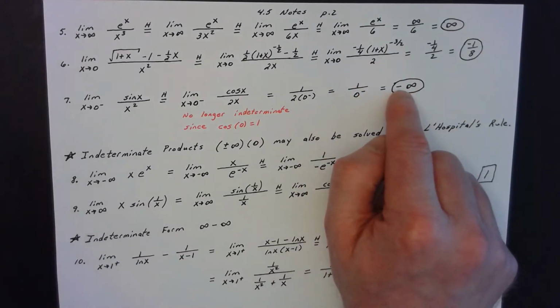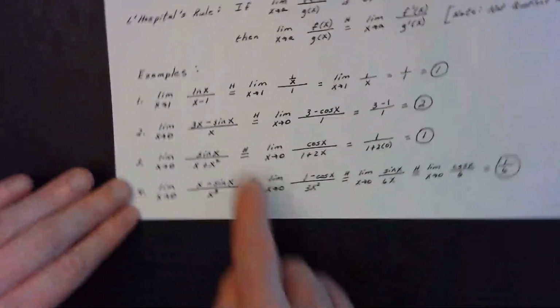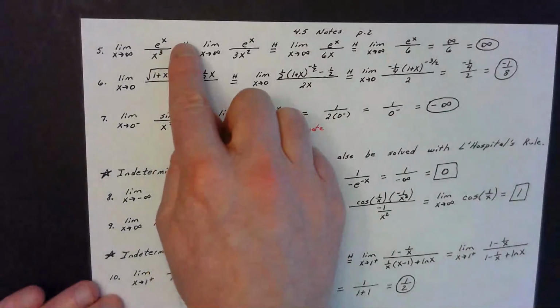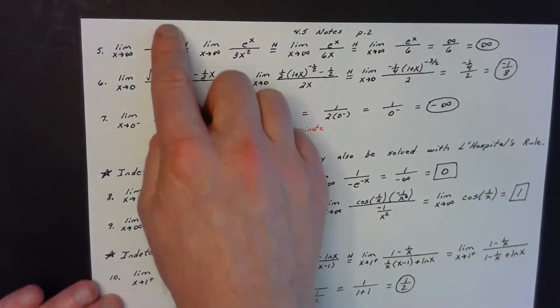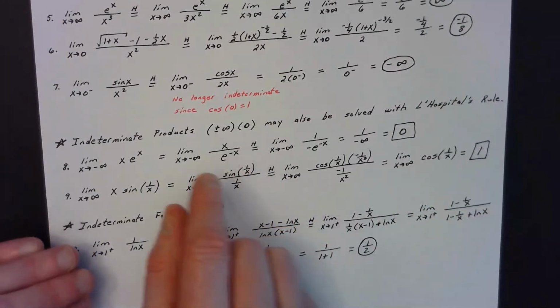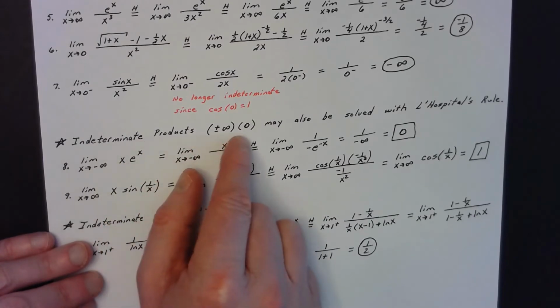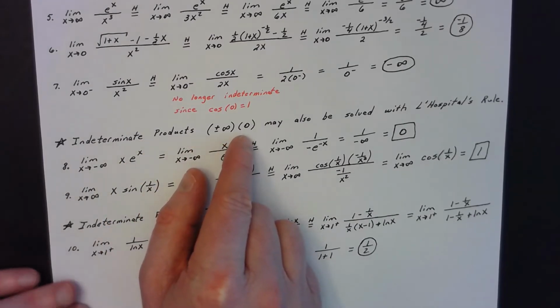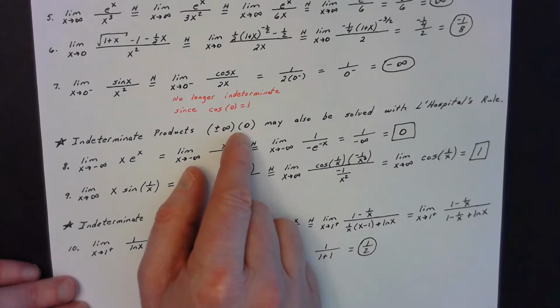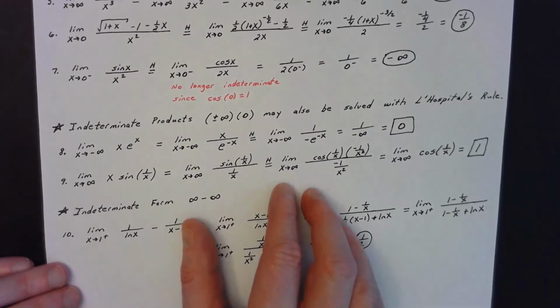1 divided by an infinitesimally small number is infinity, but this is a positive divided by a negative, so I get a negative infinity. Now, all of the problems we've looked at so far have been where the original problem was in fractional form. I gave you fractions for all of them. It's not always going to be in that format. So what if instead of a fraction in the original problem, you're given a product? So I have some number approaching positive or negative infinity times a number approaching 0. These are also able to be solved with L'Hospital's rule.